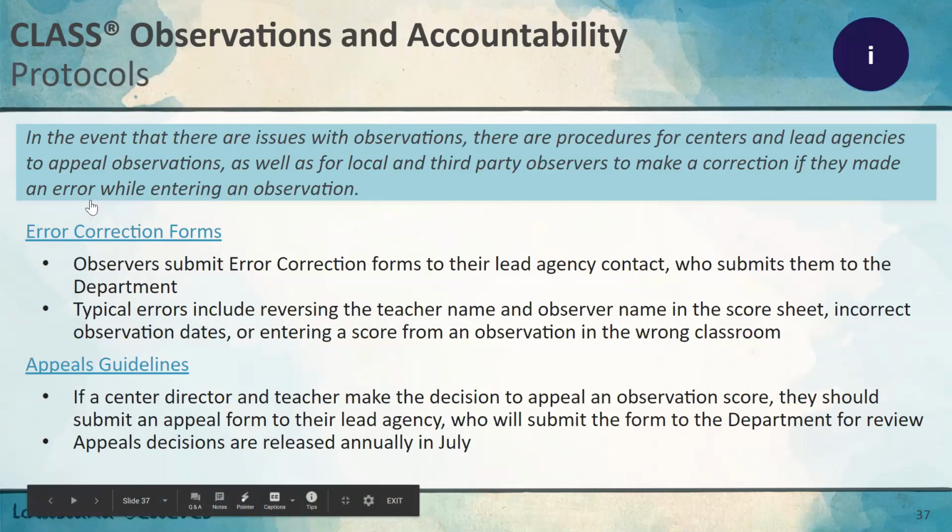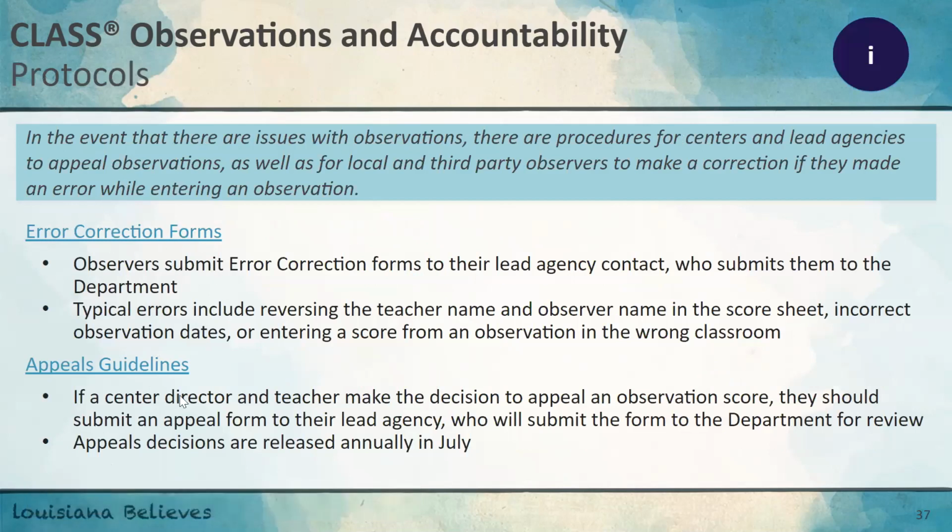And here's just some information on error corrections and appeals. Like I already mentioned, if you need to submit an error correction for any observation that was entered incorrectly, there's a form. It's an extremely easy process, but we do require documentation of the change. So you complete a form and you submit it. That form has information for how to submit the form as well.